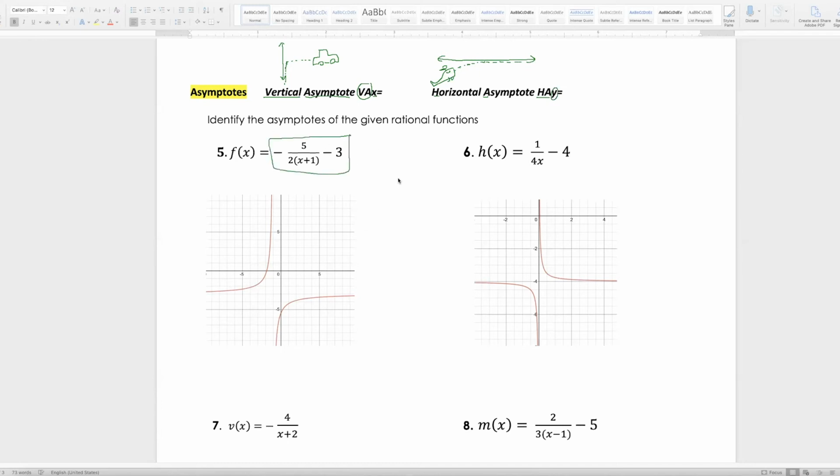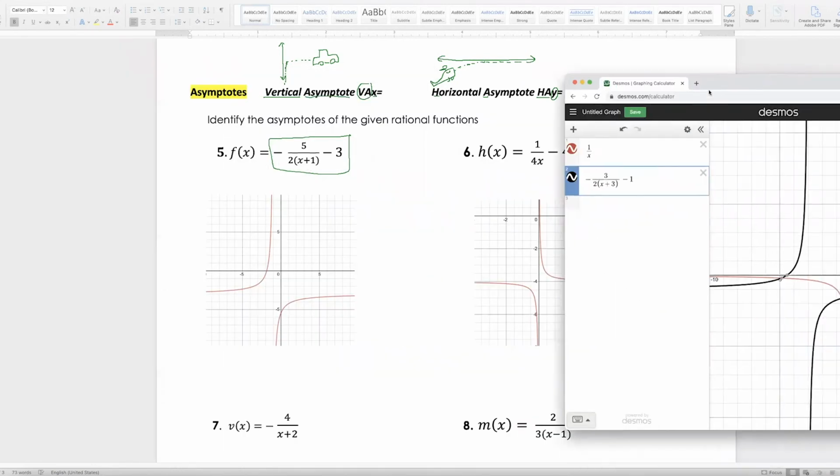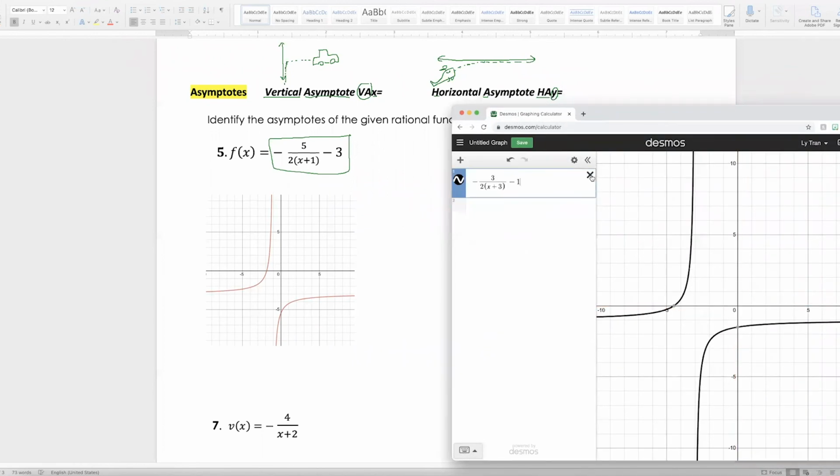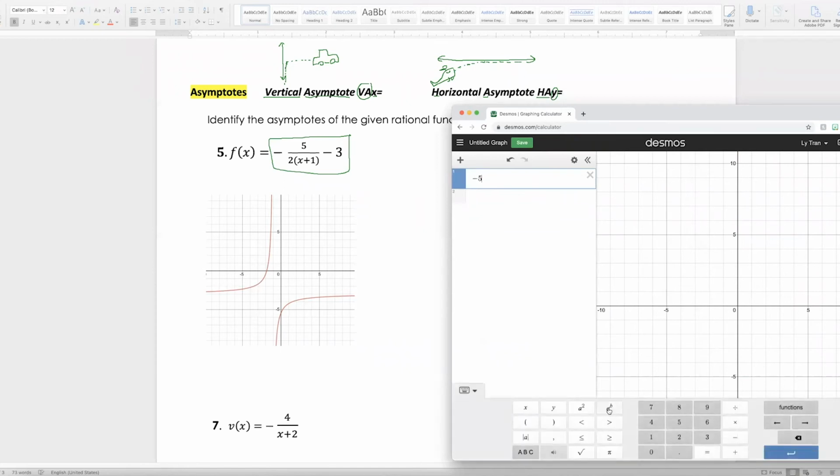What you're going to do is graph them in the calculator, as simple as this. And you're going to have the same picture as the one I already graphed, but I'm still going to show you to make sure that we all see the same thing. So I'm going to graph question number 5. So I have negative 5 over, divide. So here we go.